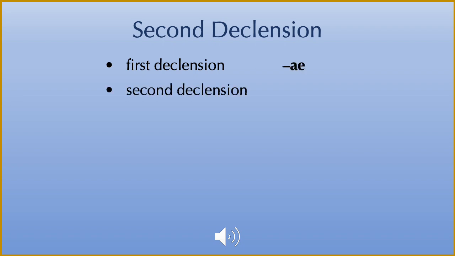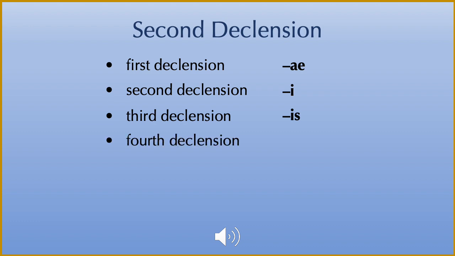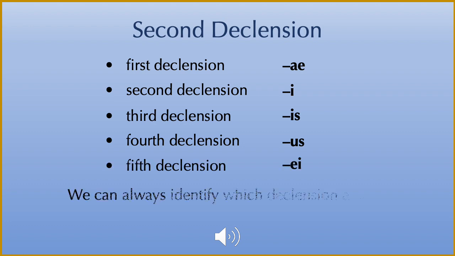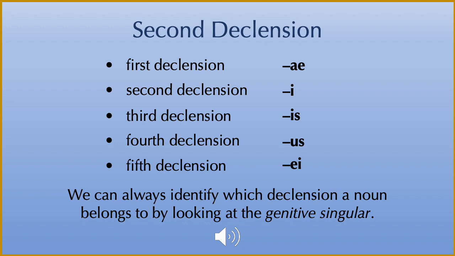In Latin, there are 5 declensions or families of nouns. Each declension can be recognised by its unique genitive singular ending. For a first declension noun, the genitive singular ends in AE. For a second, the genitive singular ends in I. For a third declension noun, the genitive ends in IS. For a fourth, the genitive singular ends in US. And for a fifth declension noun, the genitive singular ends in EI. We can always identify which declension a noun belongs to by looking at the genitive singular.